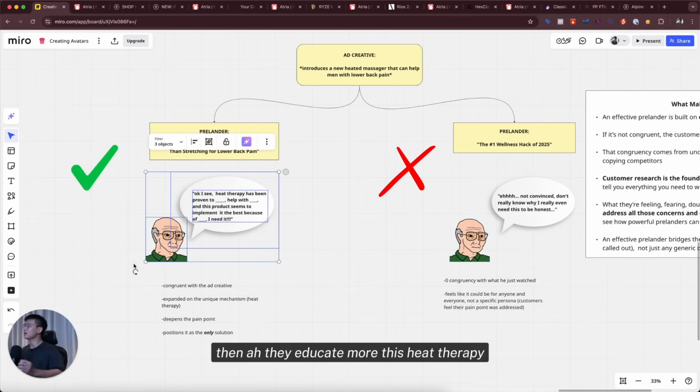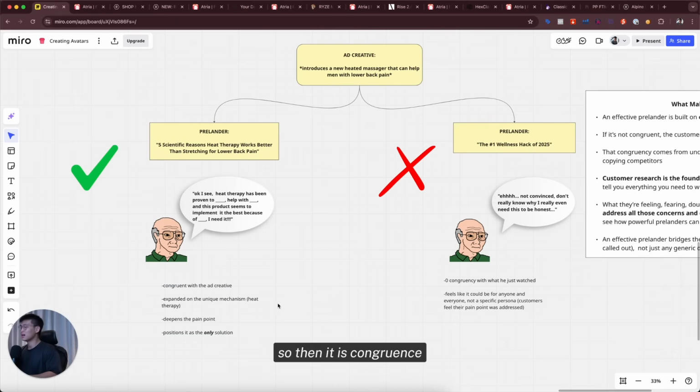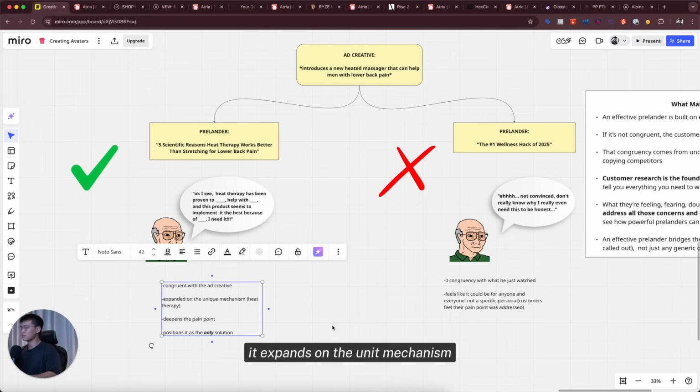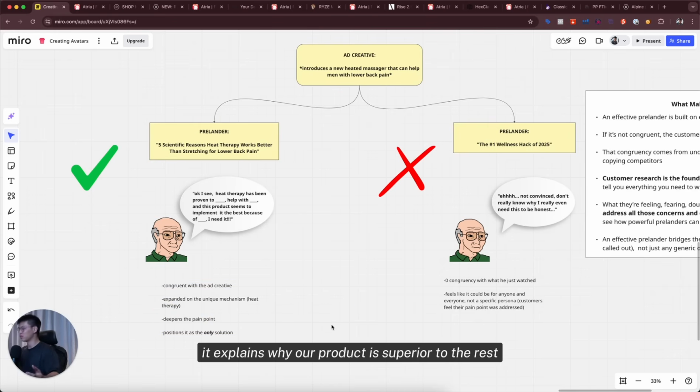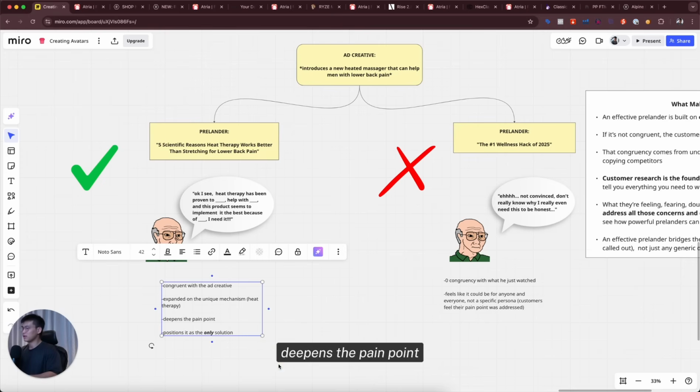The customer will see themselves in the ad. They get educated more on this heat therapy, and the scenarios in the pre-lander relate to the scenarios they've been through. What if this doesn't work for me because of a certain reason? The pre-lander actually covers examples of where it worked for my scenario. So it's congruent. It expands on the unique mechanism and explains why our product is superior to the rest. It instills new hope in people, deepens the pain point, and positions it as the only solution.